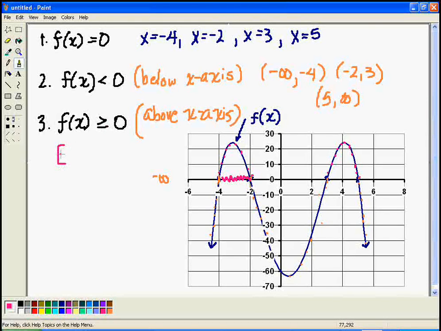-4 to -2, and here, 3 to 5. And my values where it was below the x-axis was here. Remember, we're reporting the x values. All of these x values and these x values is when it was below. So that is how we use a graph to solve both polynomial equations and inequalities.